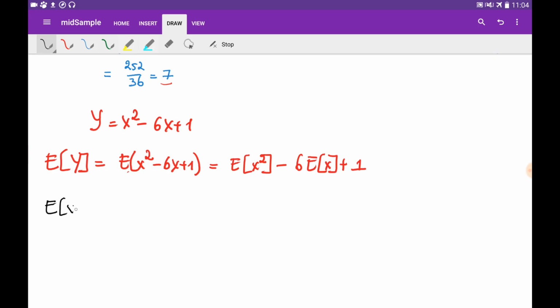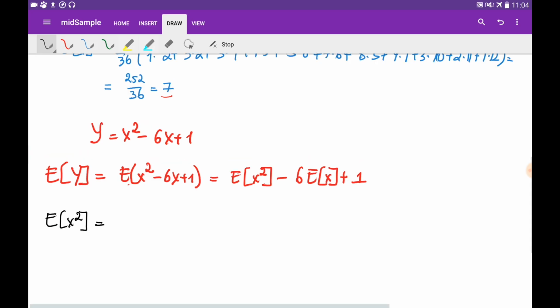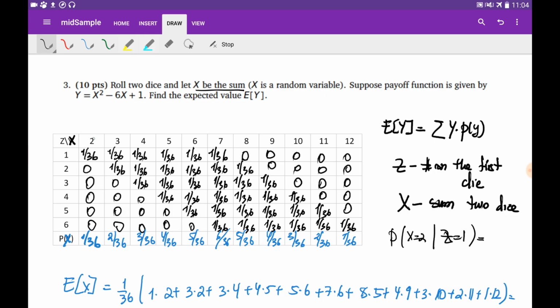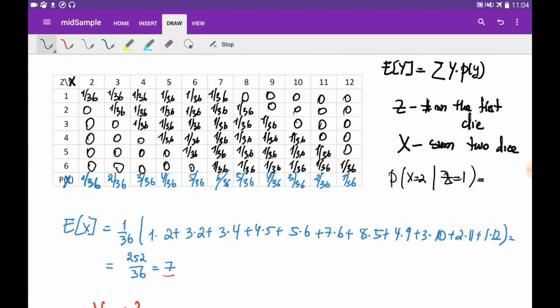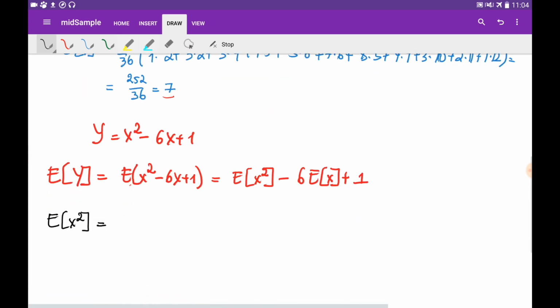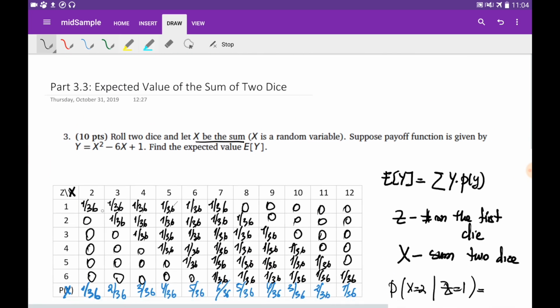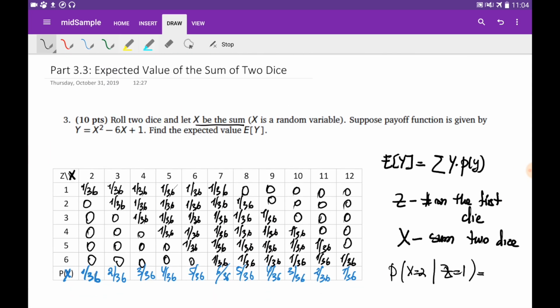In order to find the expectation of x squared, what I have to do is this: previously I just multiplied x by its probability, so 2 by its probability, 3 by its probability, 4 by its probability, and so on. What I have to do now is square each of the values of x and multiply them by their probability. So basically it's going to be 1 over 36 here. It's like the square of x multiplied by its probability, right?